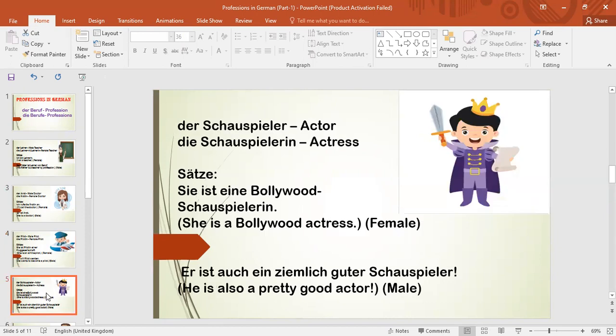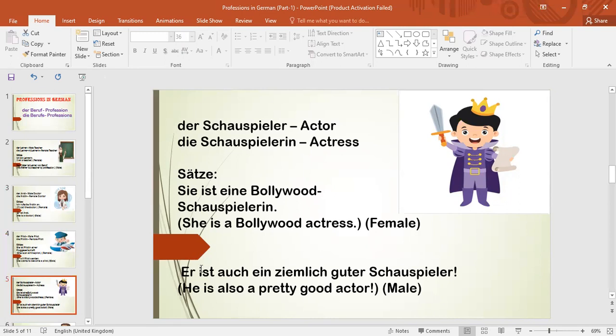Okay. Next profession we have Schauspieler, which means an actor. So der Schauspieler means an actor here, and die Schauspielerin with the in suffix here, and the article die, means an actress. So the sentence is, Sie ist eine Bollywood Schauspielerin, which means she is a Bollywood actress.